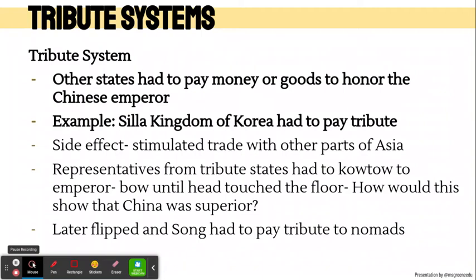Later, we're going to learn that this actually flipped and the Song Dynasty became weak and had to start paying tribute to other nomadic groups surrounding China, but we'll learn about that later.